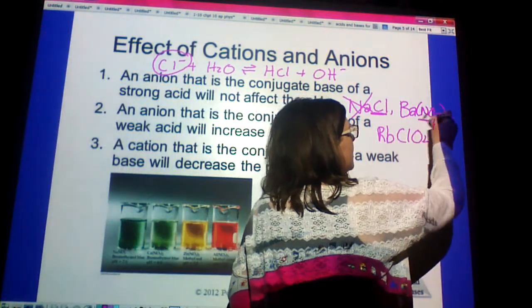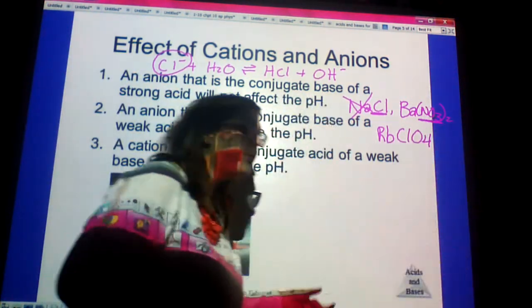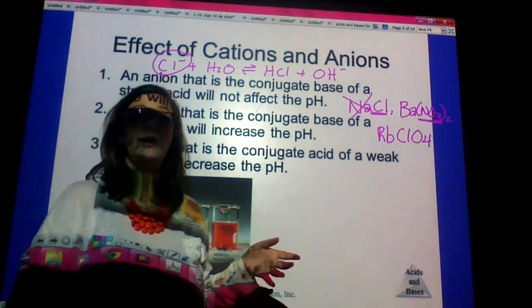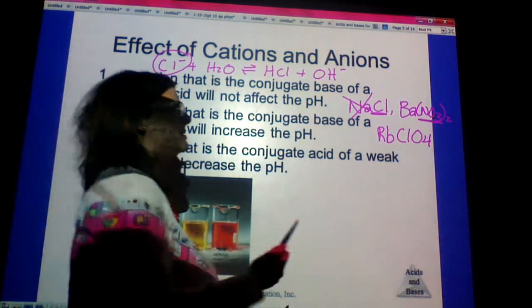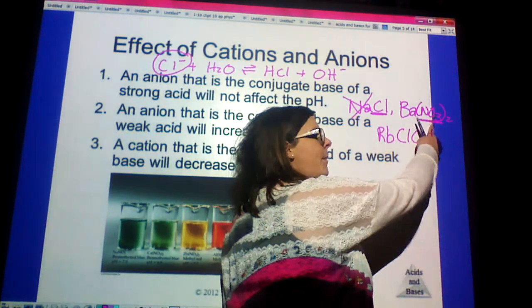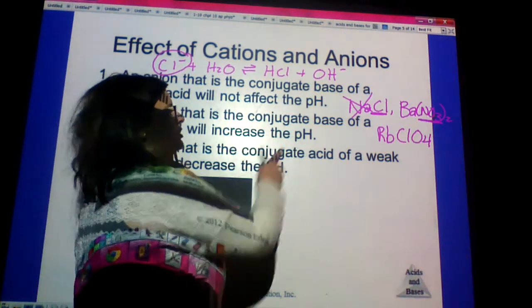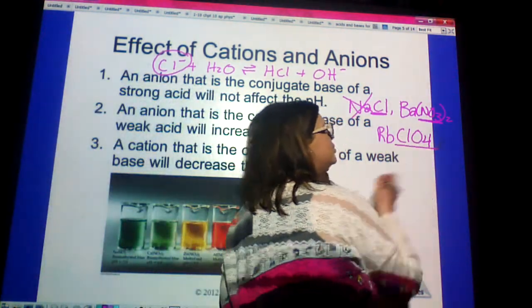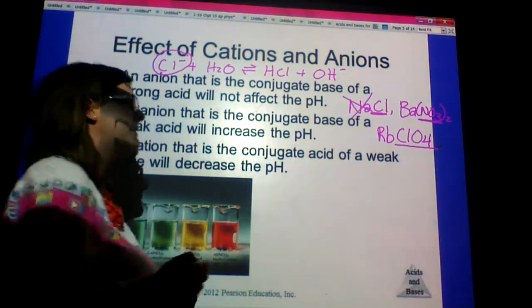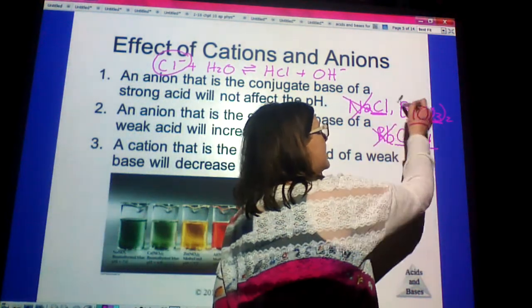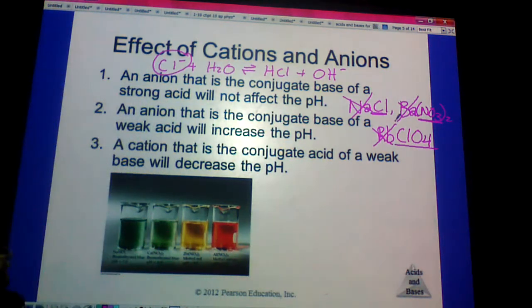Same thing here, BaNO3. NO3 minus is the conjugate base of a very strong acid, HNO3. So because HNO3 is a strong acid and NO3 minus is the base, it has negligible basicity, so again, it's not going to affect the pH. Same thing here, HClO4 is a strong acid, perchloric acid, and Rb really isn't doing anything. Those are just kind of spectators. So those would be some examples of salts that would not affect pH at all if we dissolved them in water.